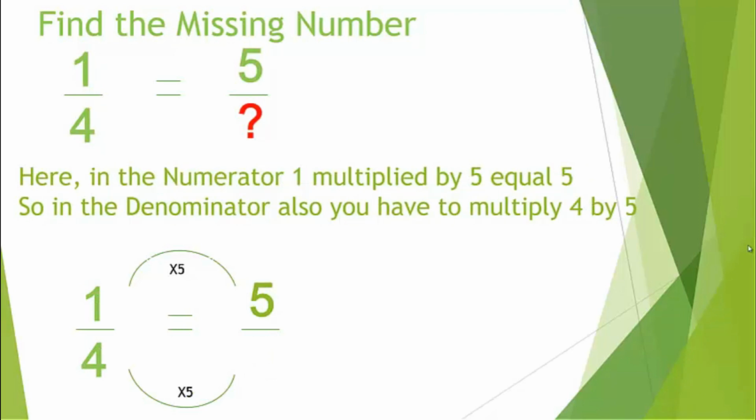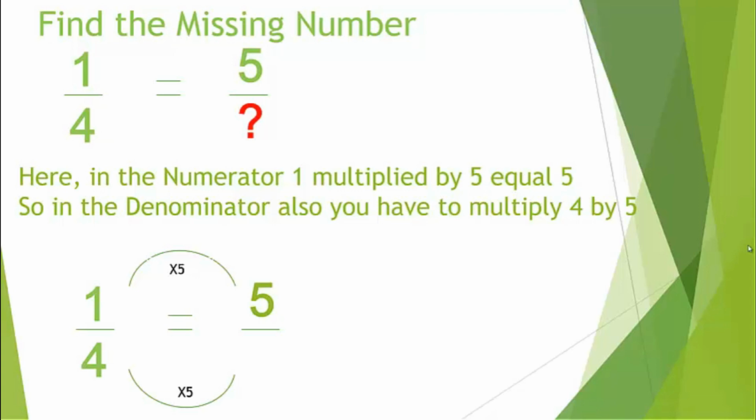1 by 4 equals 5 by which number? Here the denominator we have to find out. We have to multiply 1 by a number to get 5 in the numerator. The same number multiplied with 4 gives the new denominator.